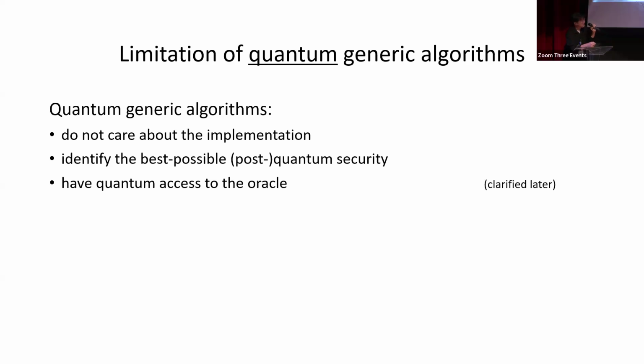It's pretty much the same. A quantum generic algorithm does not care about the implementation of the group structure or hash function, whatever. And using this, we can identify the best possible post-quantum or quantum security of something. We will allow quantum access to the oracle, which I will clarify later.